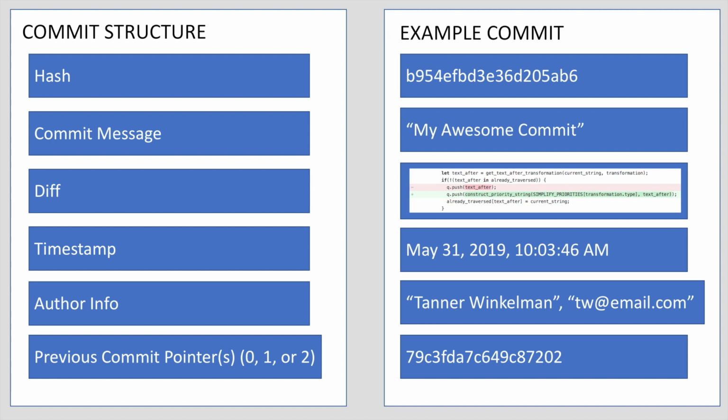A commit with 0 commit pointers is called an initial commit. There can be at most one initial commit in a repository. A commit with 1 commit pointer is a normal commit. Most commits only have 1 commit pointer. A commit with 2 commit pointers is a merge commit. As the name implies, merge commits are created by the command git merge.